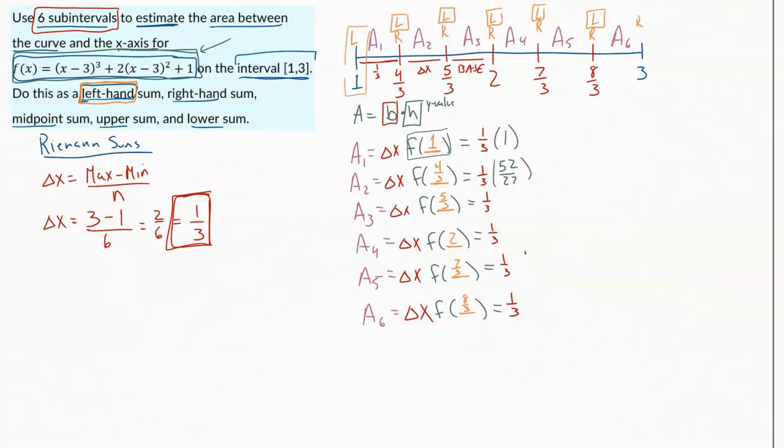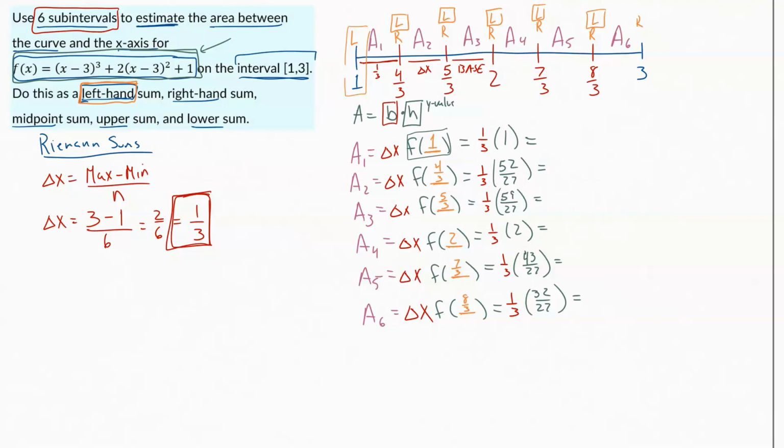Then we keep working our way down the line. Plugging 5/3 in would get us 59/27. Plugging 2 into that equation would get us 2 out of there. Plugging in 7/3 to that equation would get us out 43/27. And then plugging 8/3 back into that original equation is going to get us 32/27. So as if that wasn't fun enough, that's just getting us our heights.